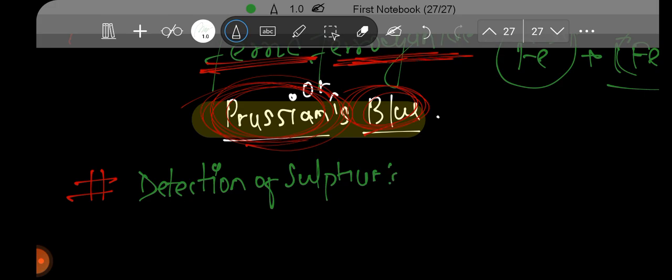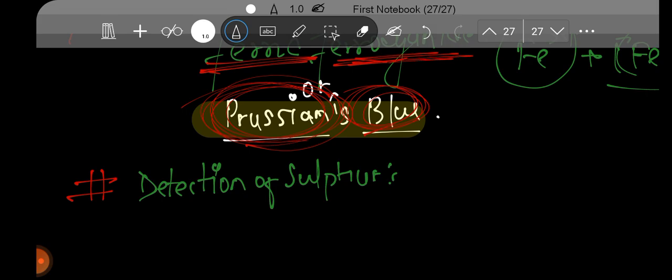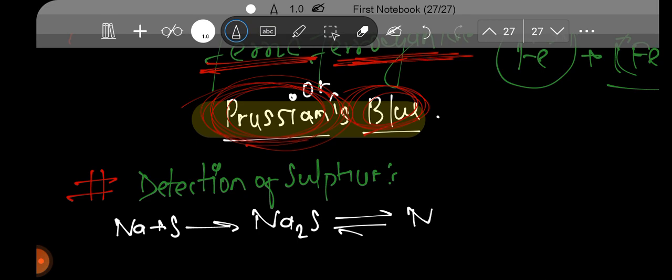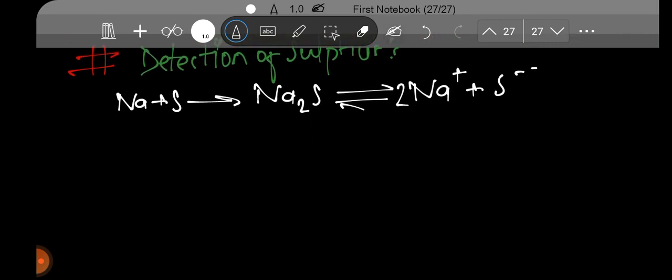If you have sulfur in sodium extract, then sodium plus sulfur gives Na2S, and if we decompose it, 2Na+ plus S2-. Let's see. In detection of sulfur, we have two methods.